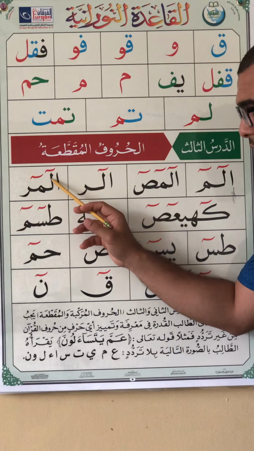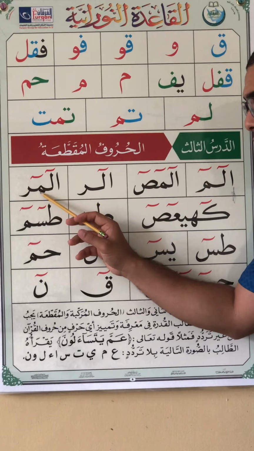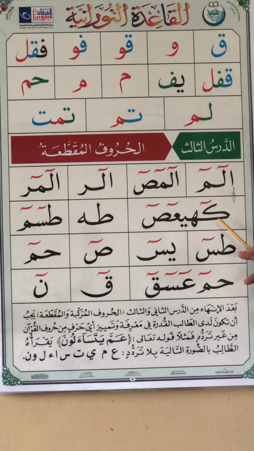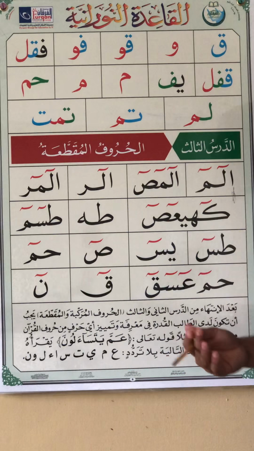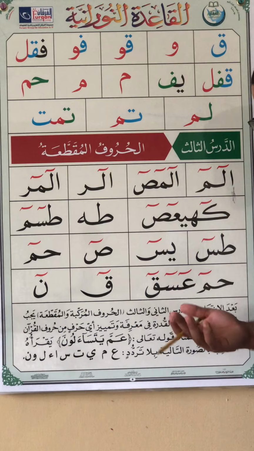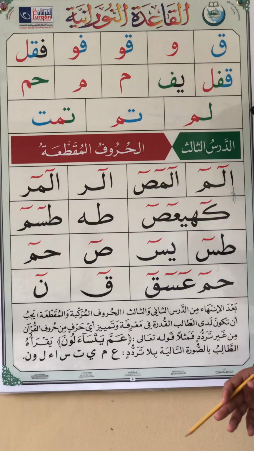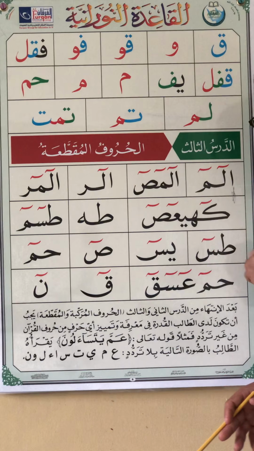Alif, lam, mim, ra. Once you look at this one, you think it's too hard to read. When you go to Surah Maryam in the Quran, how am I going to read this? It seems very difficult, but as a matter of fact, it's very easy. You just cut it into separate letters. Let's see how we do it, inshallah.